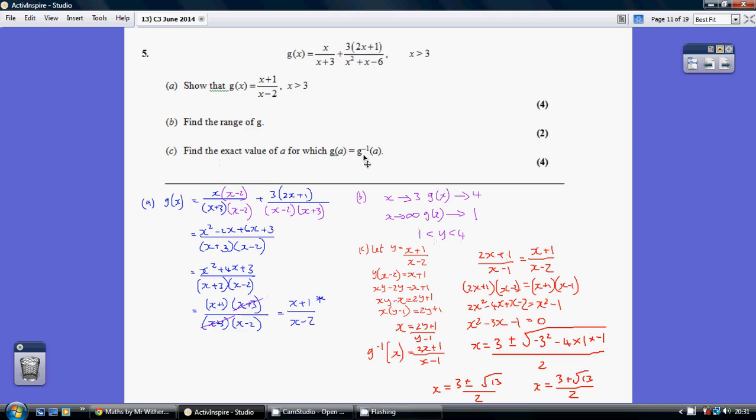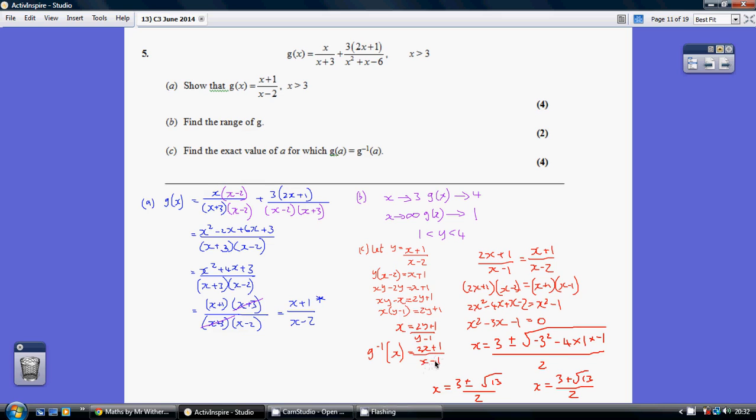Now for part C, we've got to find the exact value where g of a equals the inverse function of a. So let's start off by working out the inverse function of g. So really we're changing the subject. So we let y equal x plus 1 over x minus 2 and follow through the algebra in order to make x the subject, which I've done here. We then of course rewrite it in the appropriate format with the variable being x. So our inverse function of g is 2x plus 1 over x minus 1.